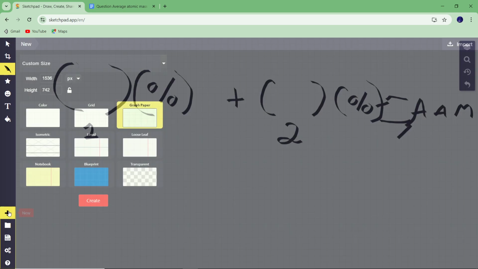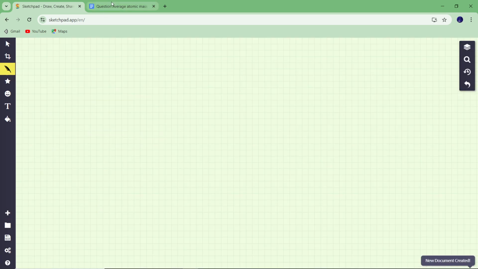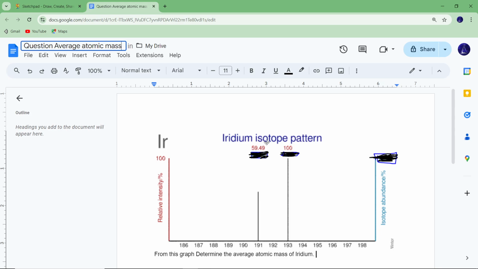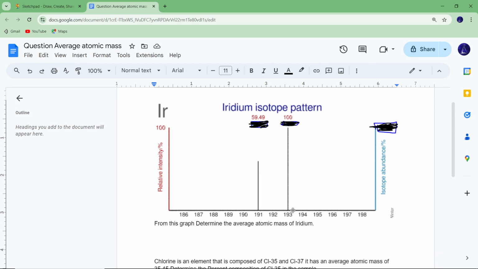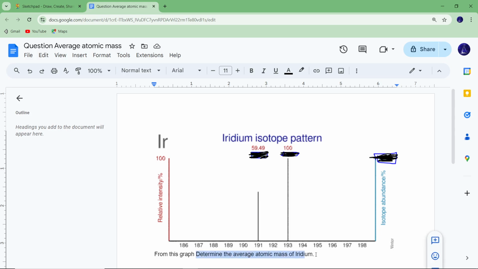All right, so we're going to go ahead and get a new one here, and we're going to look at this first question. This first question is giving us a graph, and with this graph, it's asking us to determine the average atomic mass for iridium. We're going to notice that we have two big peaks here. We see that we have 193 and 191. So these are our different masses.